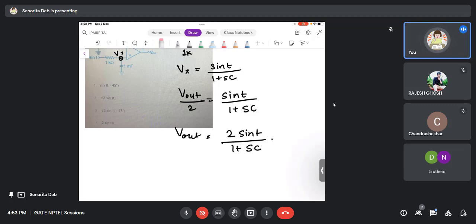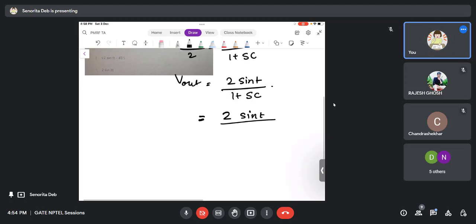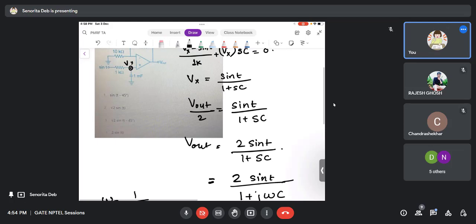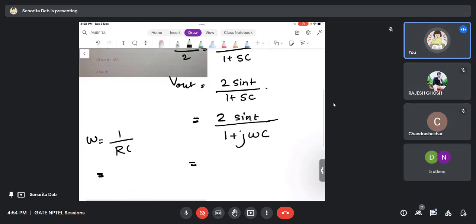So now what will you do? Since this is the format of your objective answer type, you will write it in the form of polar coordinates. So sine t upon 1 plus j omega C. Now what is omega? Omega is 1 by RC. What is R? It is 1k, and C is 1 millifarad. So that means this is 1 hertz. 1k into 1 millifarad, everything will cancel out. So 1 hertz. Now you write it in polar form.